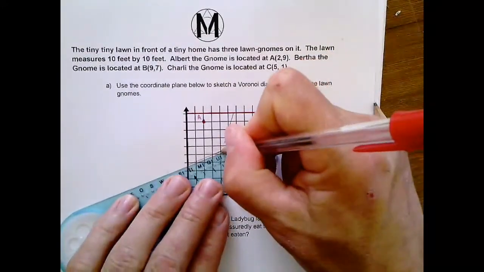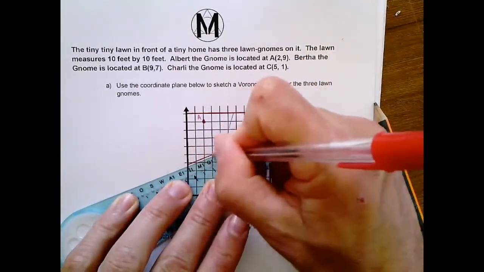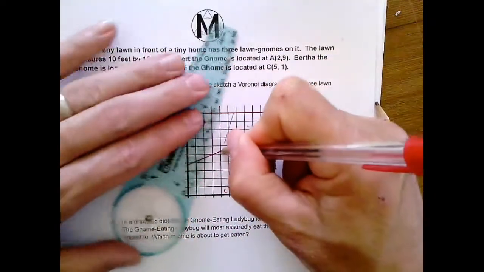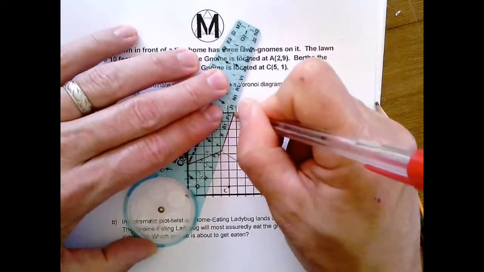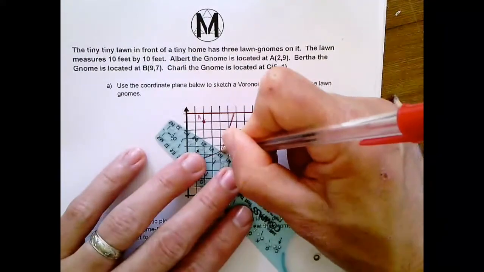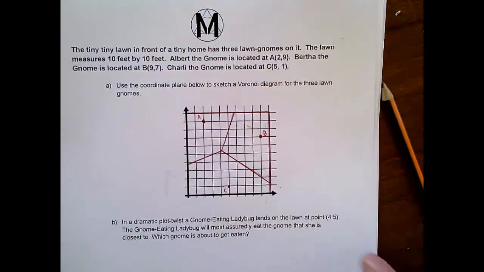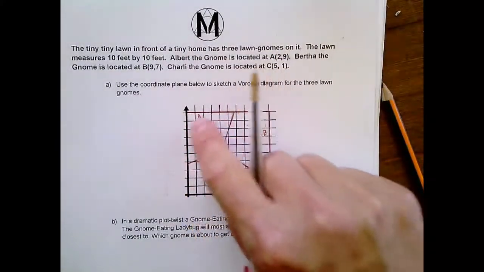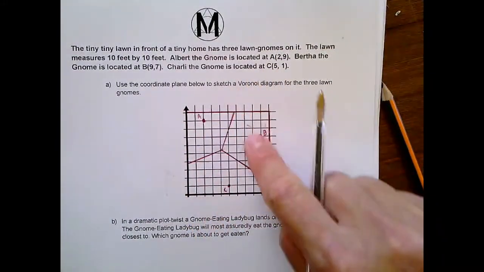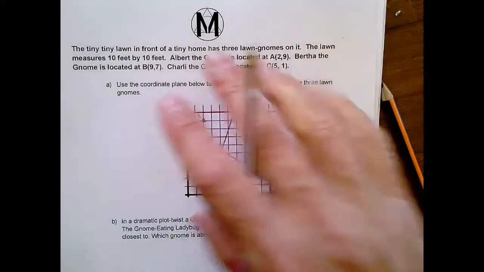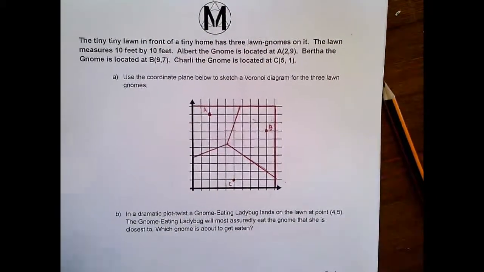And let's see here. We can now make what we call the cells of our Voronoi diagram. These are the cells of it right there. And there you go. You can see here, this is cell A, right? This is cell C, this is cell B. And that is a good looking sketch. Now, let's keep on going.